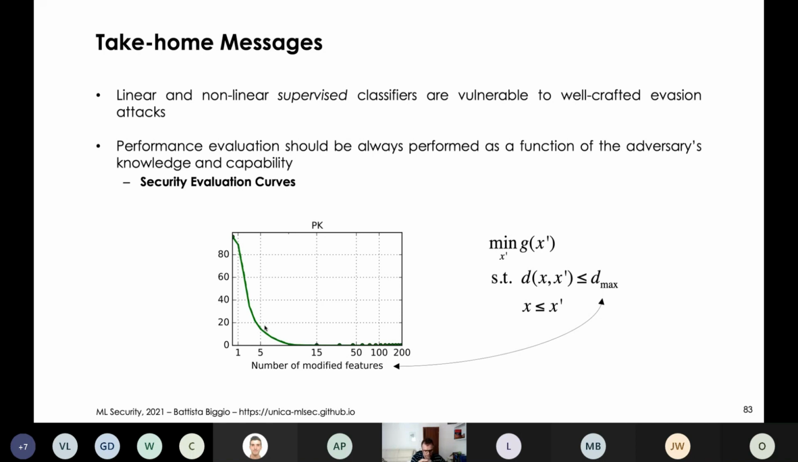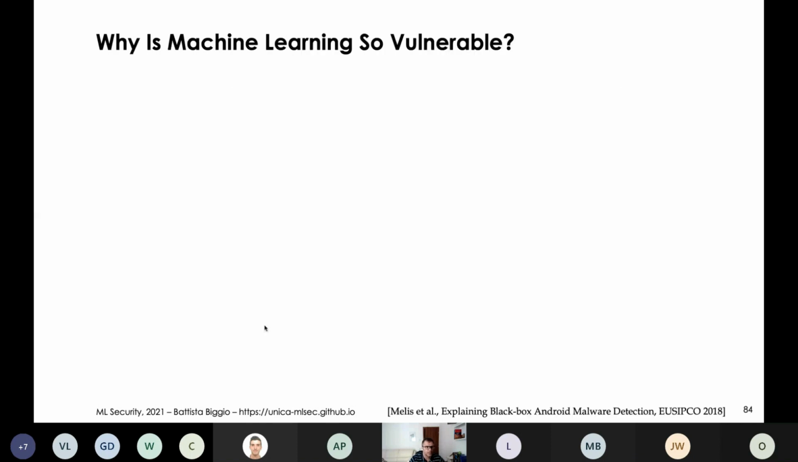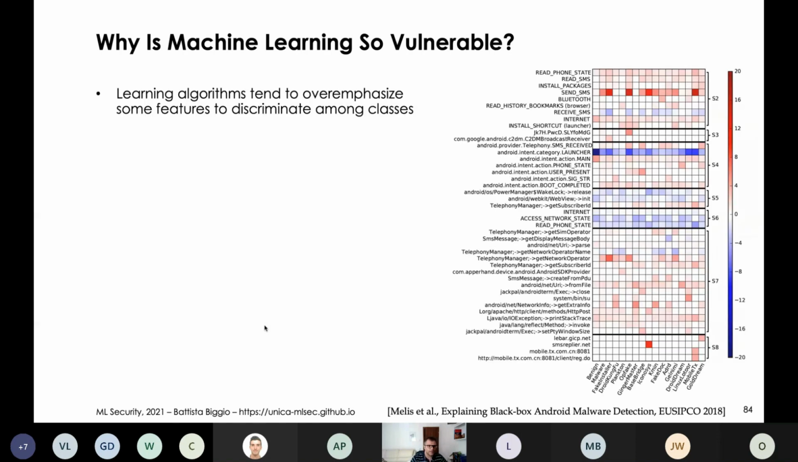And of course, all this evaluation has to be grounded on a model of the attacker. So having meaningful assumptions on what can be changed, to what extent, and about what the attacker knows about the system. Okay, so that's the main takeaway up to this point, and we will see some examples of these curves later on in the following slides. So here there is a bit of an analysis on what happened on the Android case.